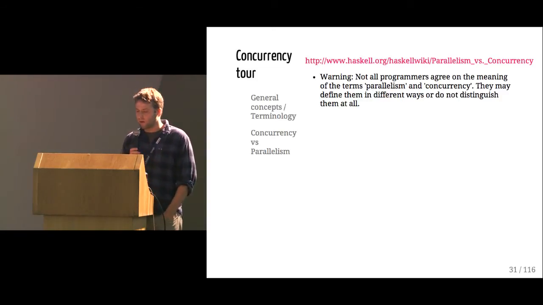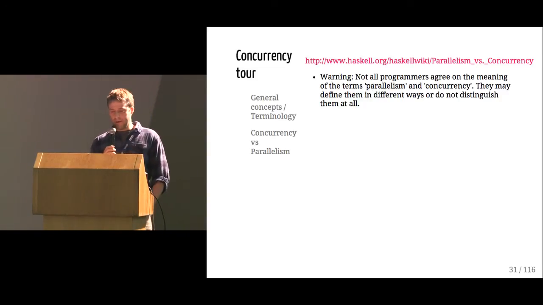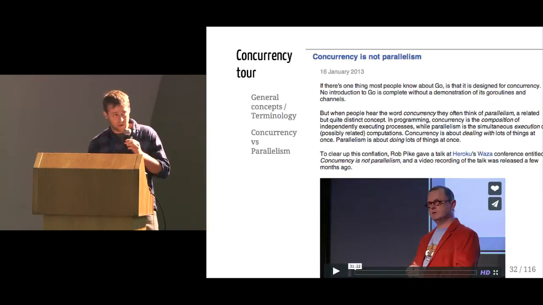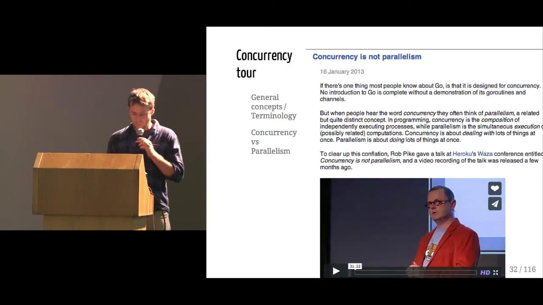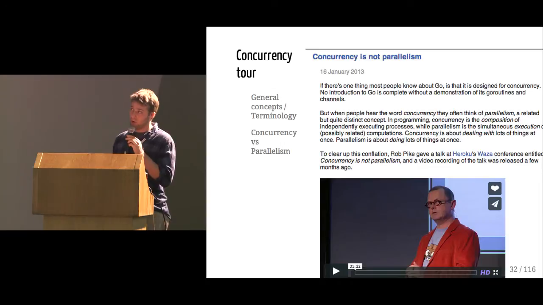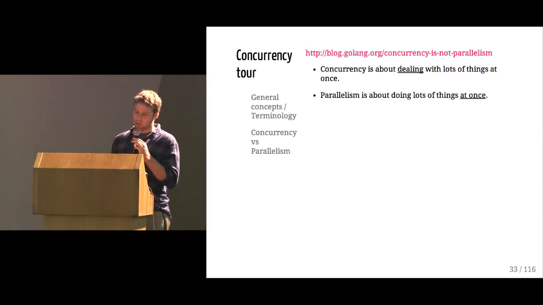I found this on the internet, on the Haskell blog. It says, not all programmers agree on the meaning of the terms parallelism and concurrency. They may define them in different ways or do not distinguish them at all. So I decided to ask the authority figures what is going on. Rob Pike, who created Go, is a pretty good authority figure for concurrency. He says that concurrency is about dealing with a lot of things at once, and parallelism is about doing a lot of things at once. They're similar, but a little different.